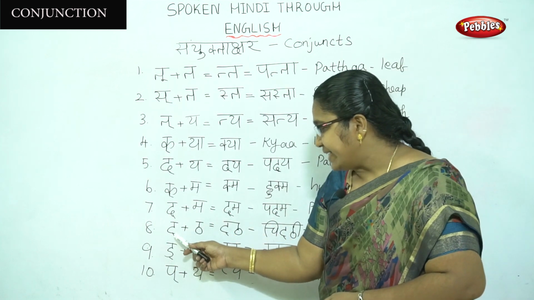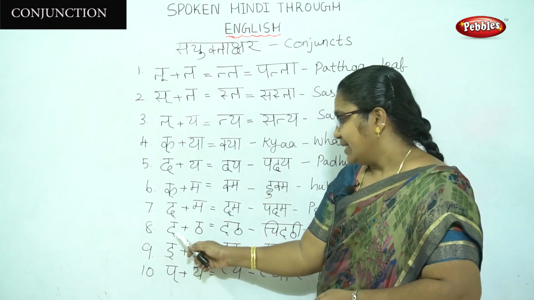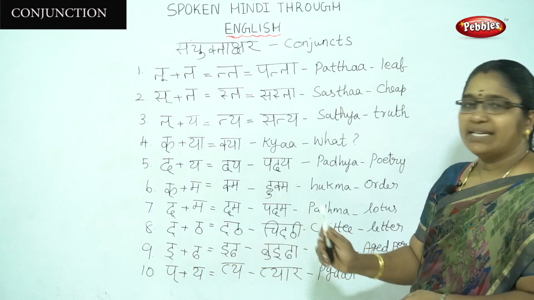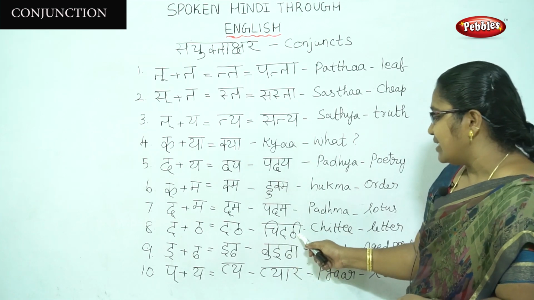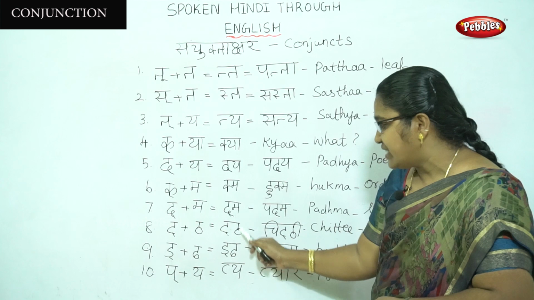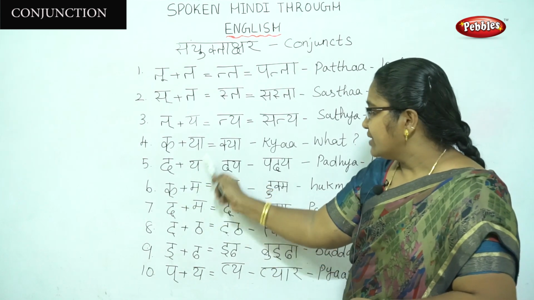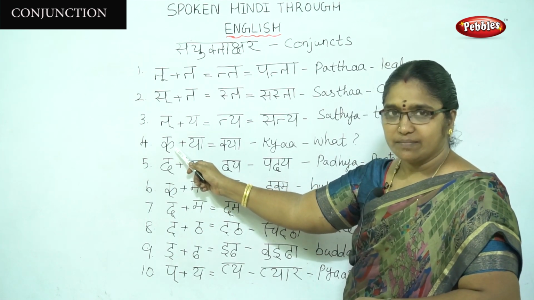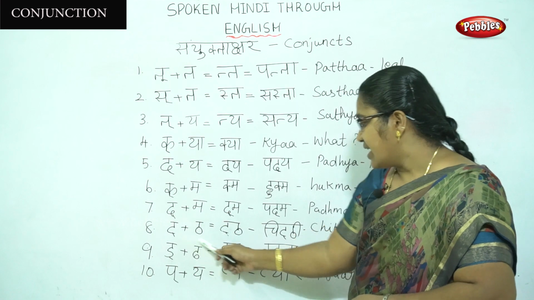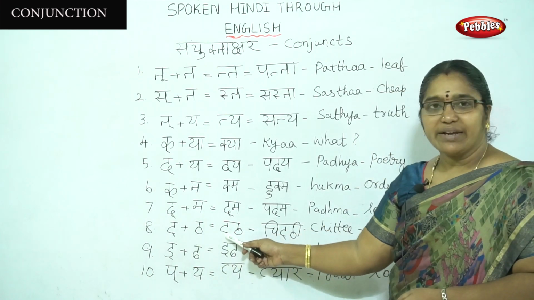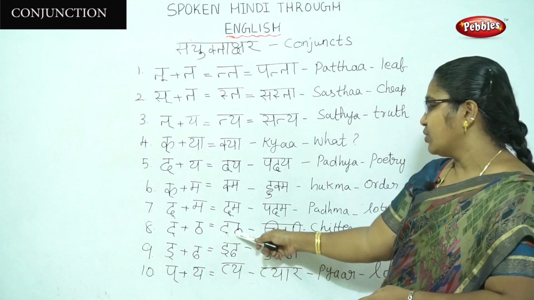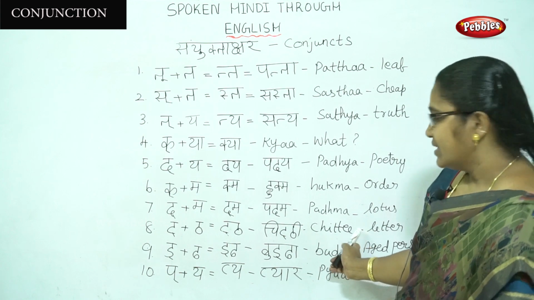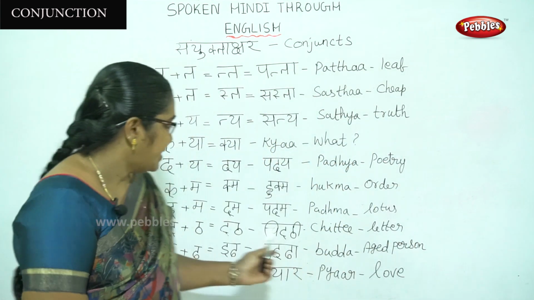Next, it plus ta, itta, chitti. Here we have to write it like this, with no changes. Here we have to write half of the ka. Otherwise, we cannot split the letter. We have to write chitti. Chitti means letter.